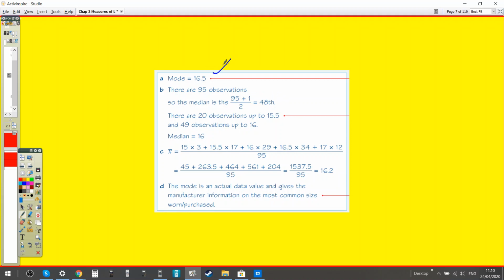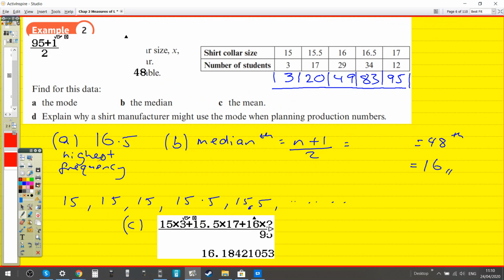So mode, highest frequency, 16.5. The other one, 48th person, n plus 1 over 2, median. And so that was person 48, so they had 16. And then x bar, sigma x times frequency over n, and it goes to 16.2. And what is part D?